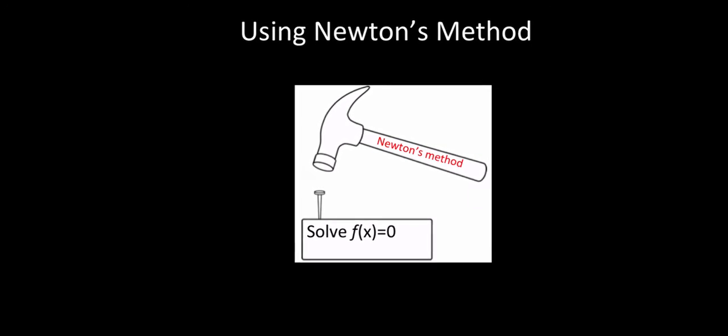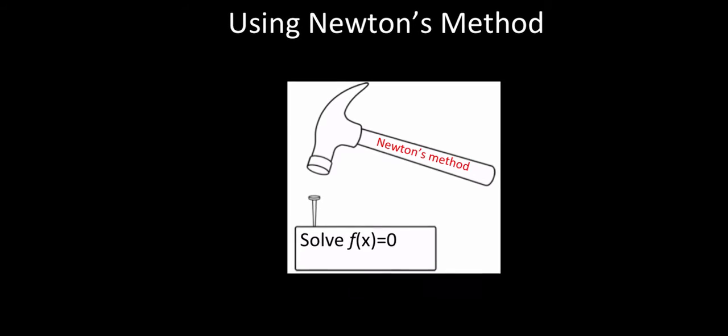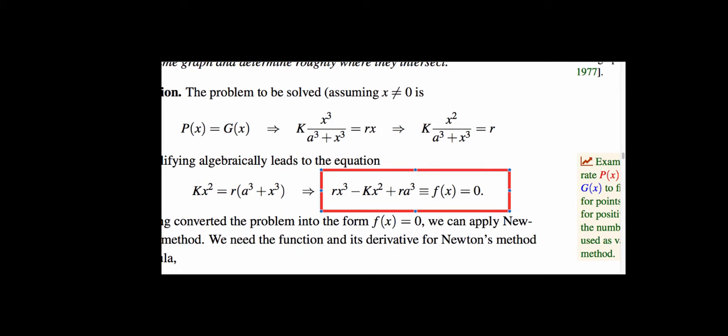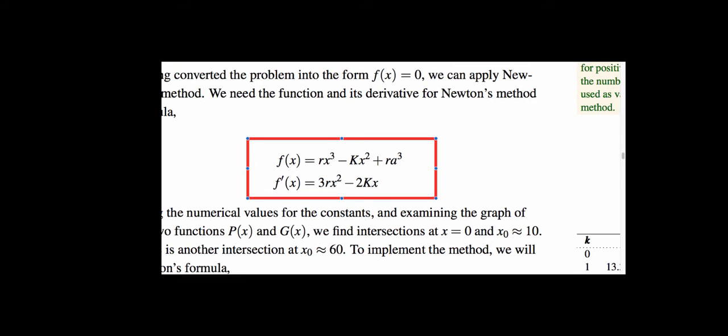In order to be able to use Newton's method, we must rewrite the equation in the form of some function equals 0. And this we've done algebraically by manipulating the expression up above after canceling out one factor of x. We're now ready to set up Newton's method, first by writing down the function of interest and then its derivative. Both of these will be used in Newton's formula.